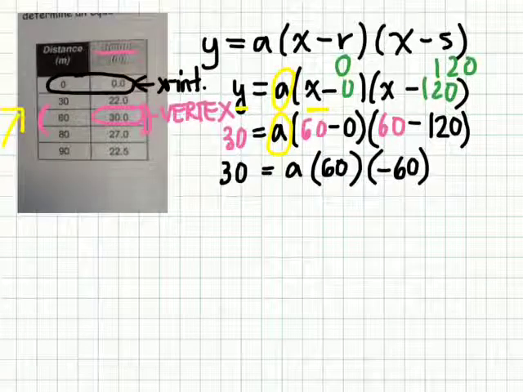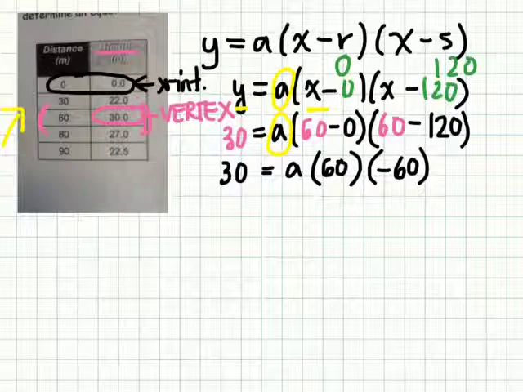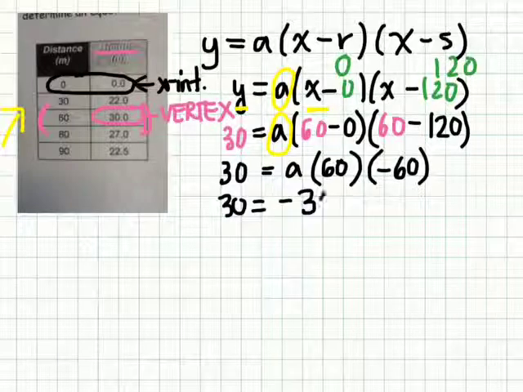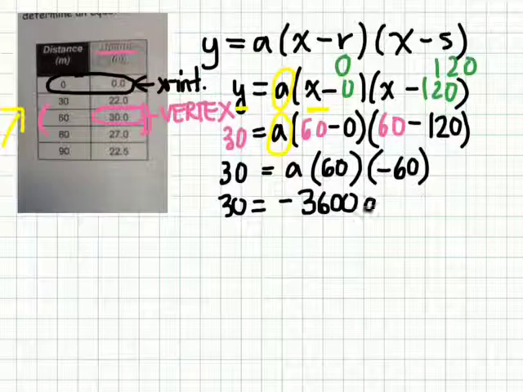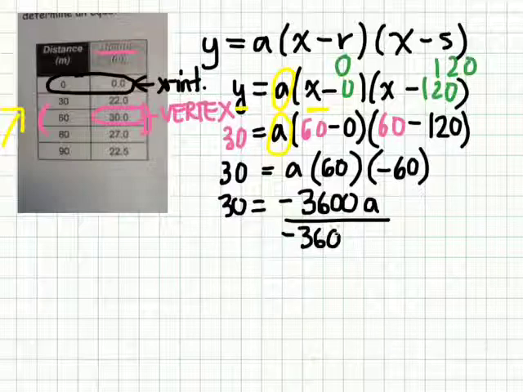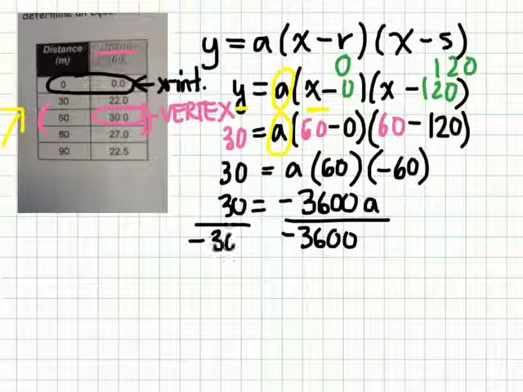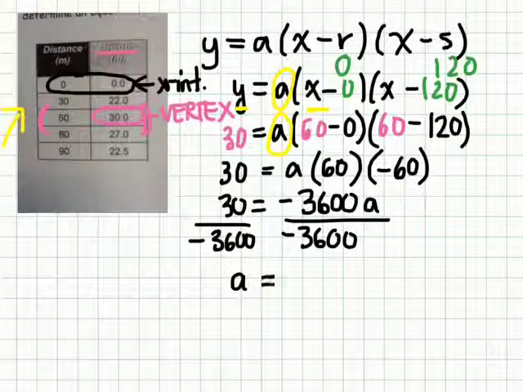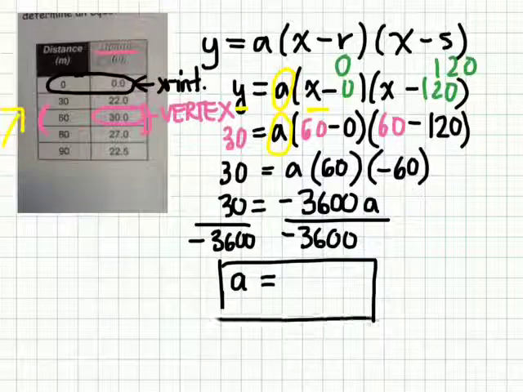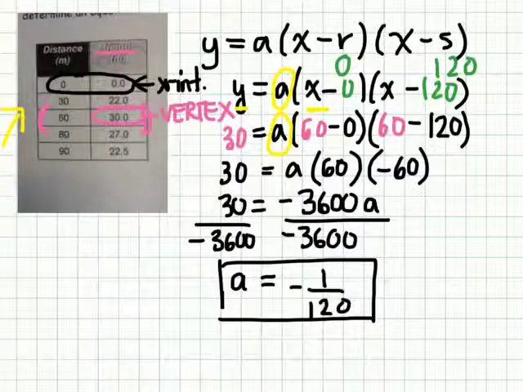We still need to simplify. What's positive 60 times negative 60? Negative 3,600. How do I find a? What do I need to do? Divide by itself. So 30 divided by negative 3,600. Okay, I want you to write a in lowest terms as a fraction. It's going to be negative what? In lowest terms, this is negative 1 over 120. This is my a value.